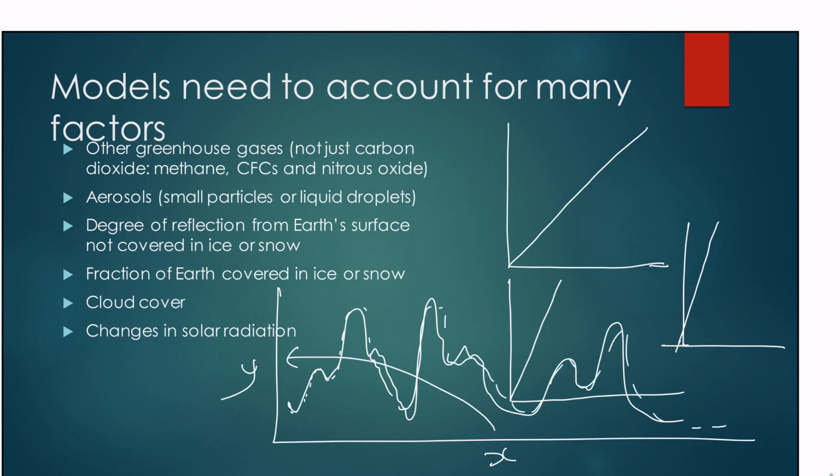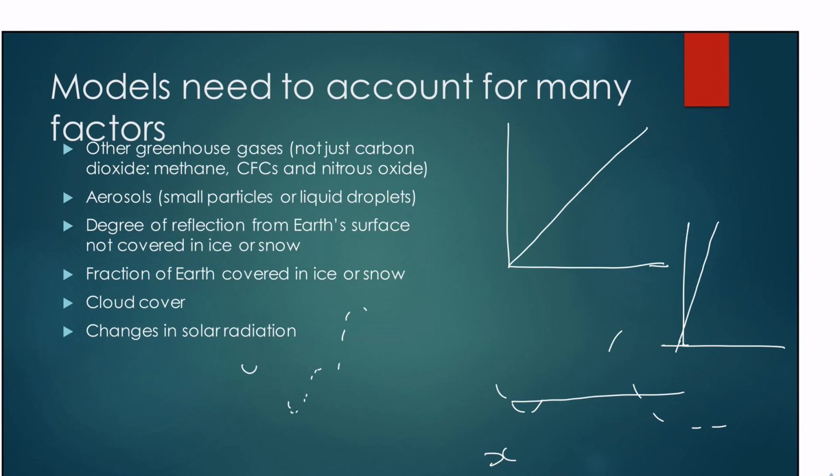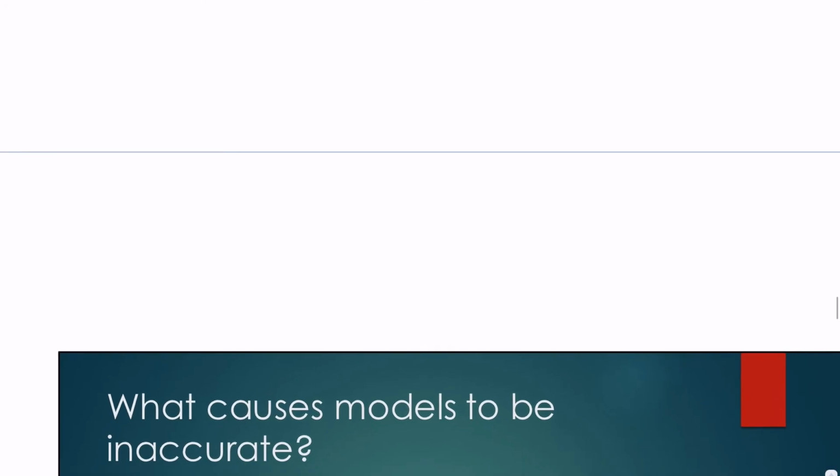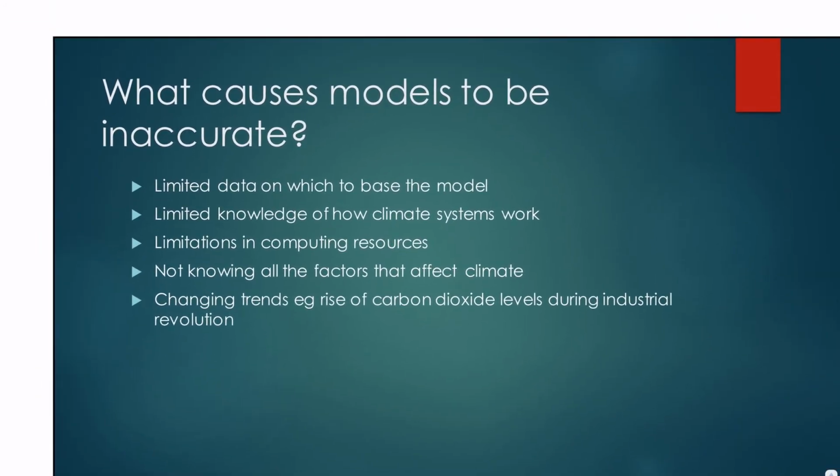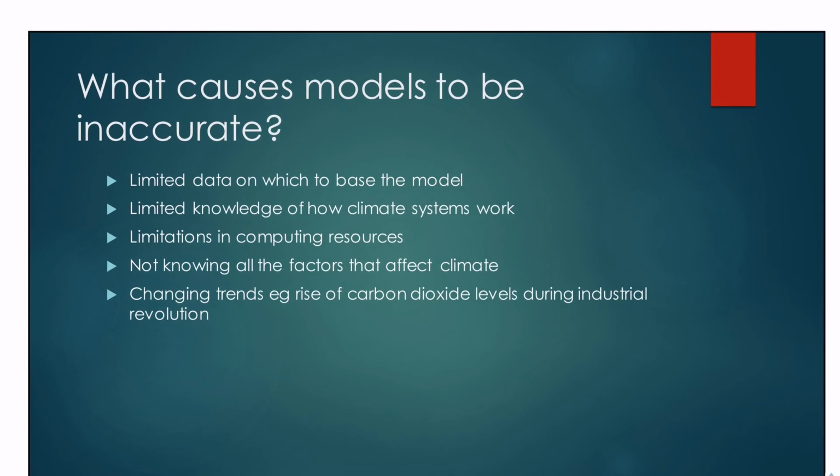And what that means for our purposes is that the more factors, like the level of aerosols that people are using, what's been the cloud cover patterns over the years, have there been any variations in solar radiation over time, the more factors you take into account, the more accurate your modeling can be. So what prevents our models from being accurate? Well, our data only goes so far back, as we've seen in section 5.3. So we have limited data on which to base the model.